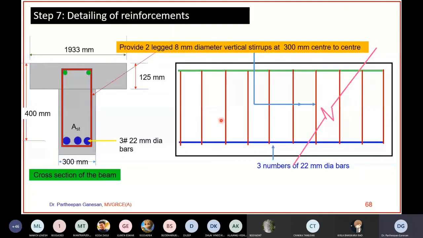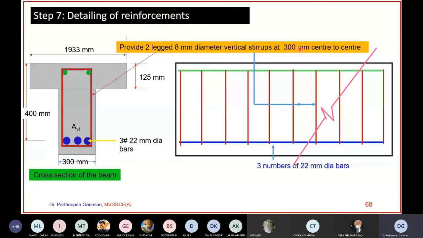If you look at this cross section alone, people should be able to understand all the detail. My flange width is this much, the thickness of the slab is 125 mm, the width of the web is 300 mm, and my main AST is 3 number of 22 mm bars. My stirrup spacing is 2-legged 8 mm diameter vertical stirrups at 300 mm center to center.